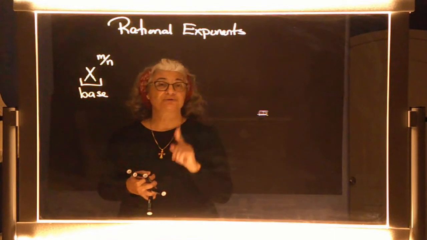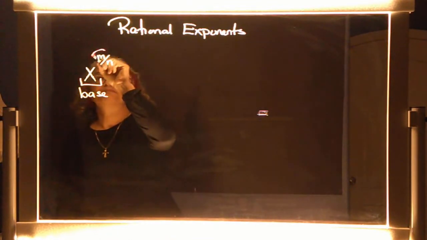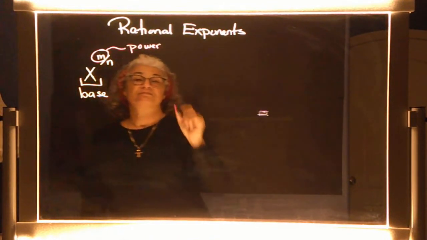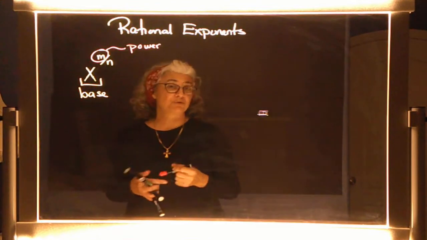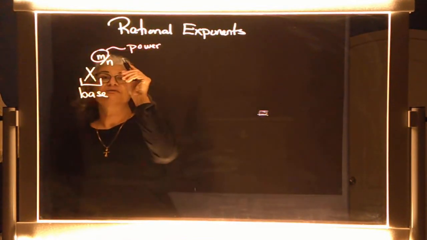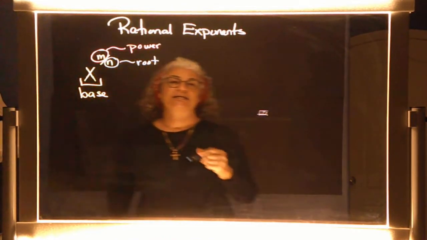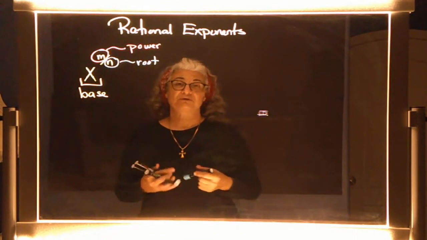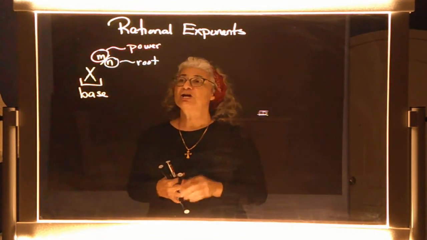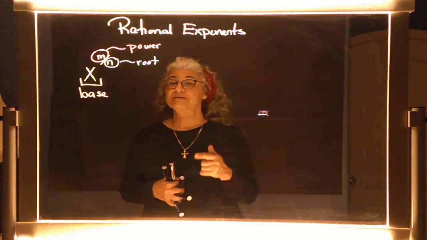Okay, so let's make certain you understand the format. The numerator is known as the power. Second power, third power, fourth power, all that great stuff. The denominator is known as the root. Square root, cubed root, fourth root, all that. Are you with me?